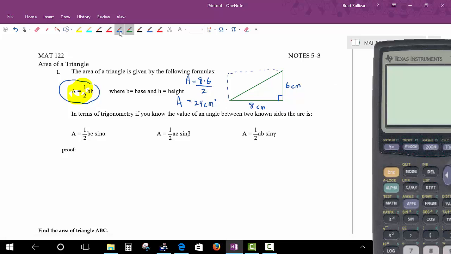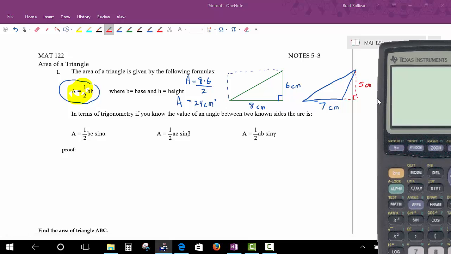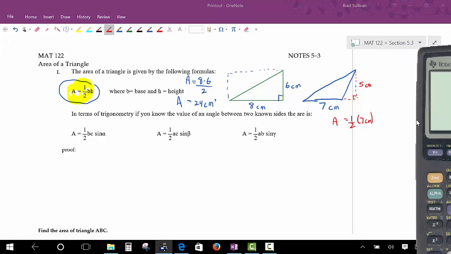Now, if you had a triangle that was oriented more like this, where you had a base of, say, 7 centimeters, then the height is outside the triangle, so you could compute what that height is right there. Say that height was 5 centimeters, then the area of that triangle would be 1/2 times the base, 7 centimeters, times the height, 5 centimeters. So you'd really have half of 35, which would be 17.5 square centimeters. So that's kind of the things that you've done in your past.